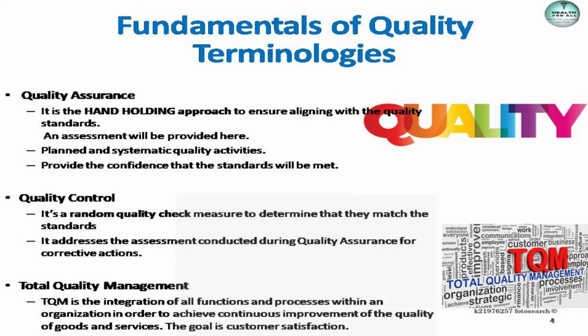Number three is total quality management, or TQM. TQM is the integration of all functions and processes within an organization in order to achieve continuous improvement of the quality of goods and services. Again, the goal is customer satisfaction. That is, total quality management means when your organization or your facility is applying both quality assurance and quality control to improve the quality of your service or product, and the goal is to enhance customer satisfaction. That is called total quality management or TQM.